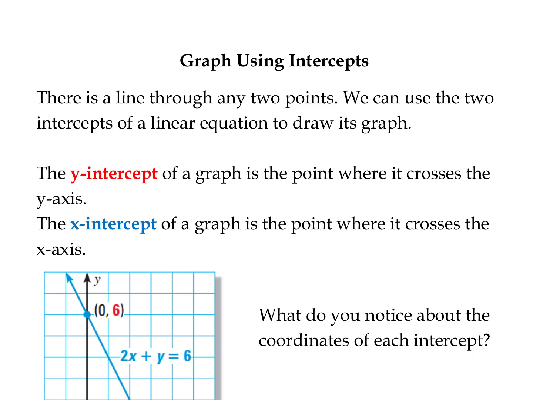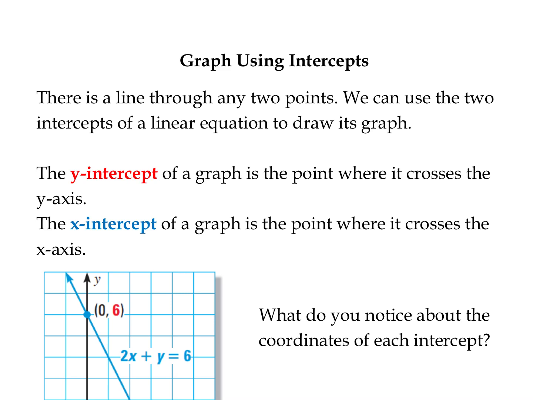In this lesson, we're going to look at graphing using intercepts. If you have any 2 points anywhere, you can draw a line through them. I don't care where you put 2 points, there's a line that would go through those 2 points. So the way we can graph a line sometimes can be done by using 2 points known as the intercepts.